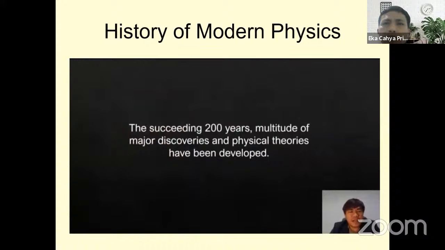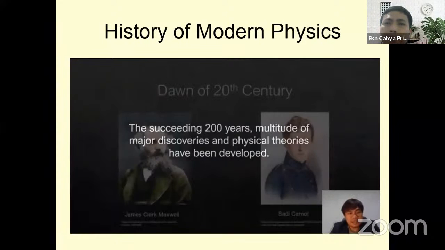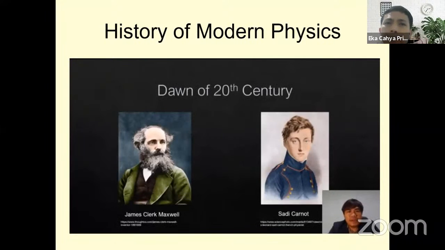A multitude of major discoveries and physical theories were developed in the next succeeding 200 years. Most of the latter failed the sophisticated experimental tests. Newton's theories had been joined by equally impressive laws of electromagnetism and thermodynamics, made possible by James Clerk Maxwell and Sadi Carnot in the dawn of the 20th century.